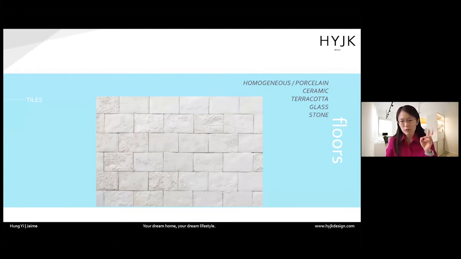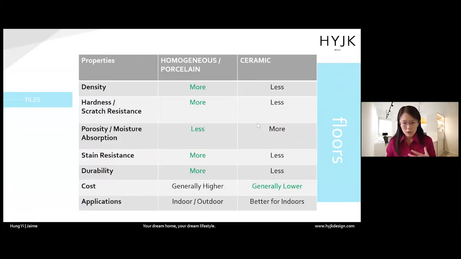Tiles, we'll talk about two types of tiles today. Homogeneous tiles, also known as porcelain tiles, and ceramic tiles. For these tiles, they are most commonly used in the market. Most of the time, my clients will ask me, what's the difference between homogeneous tiles or porcelain tiles versus ceramic tiles? So of course, there are other types of tiles like terracotta tiles, glass tiles, stone tiles, which we won't cover today because they are not commonly used. So we'll talk about what's the difference. We'll do a comparison between the two of them.